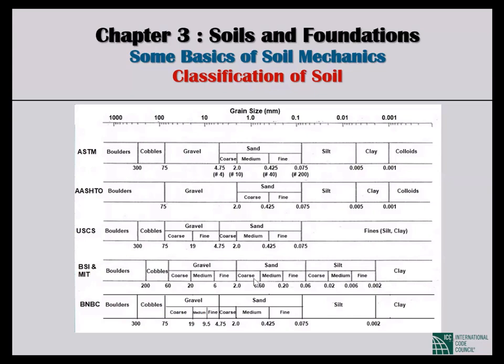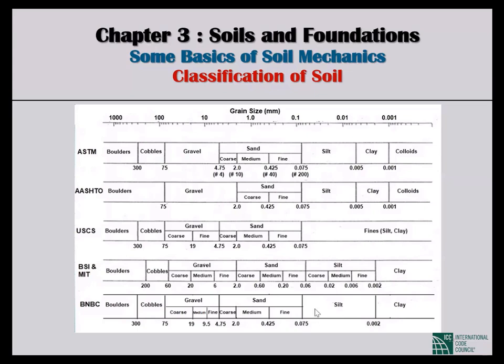I'll just move to BNBC classification, what BNBC says. According to ASTM and according to AASHTO, clay size particle is 0.005 millimeter. But in our classification, we take it as 0.002 millimeter. This is also taken by the British Standard and MIT. So silt is from 0.002 to 0.075.